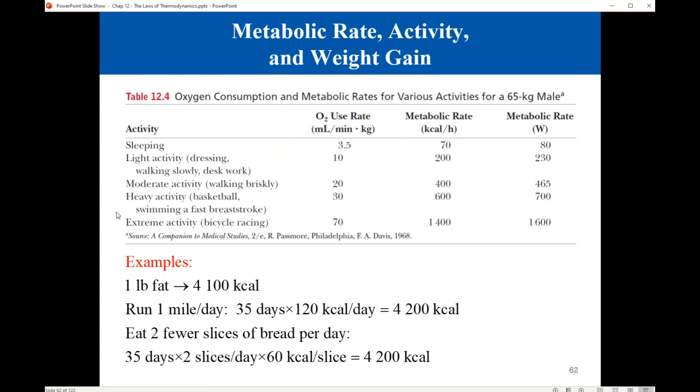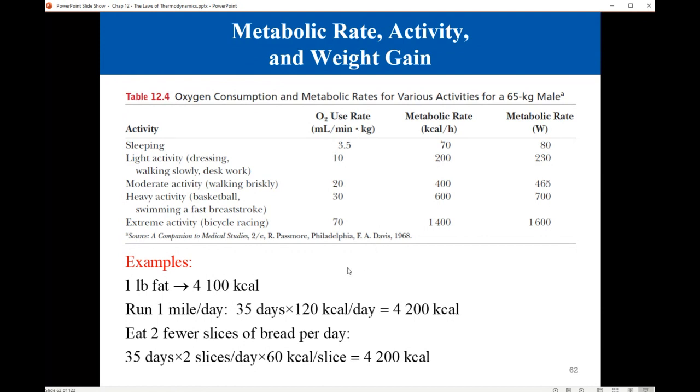On the other hand, if you take an extreme activity like bicycle racing, the oxygen consumption is 70 milliliter per minute per kilogram of your mass. So rather than 10 for light activity, now it is 7 times greater. Okay. Moderate activity, you are talking 20 milliliter per minute per kilogram.